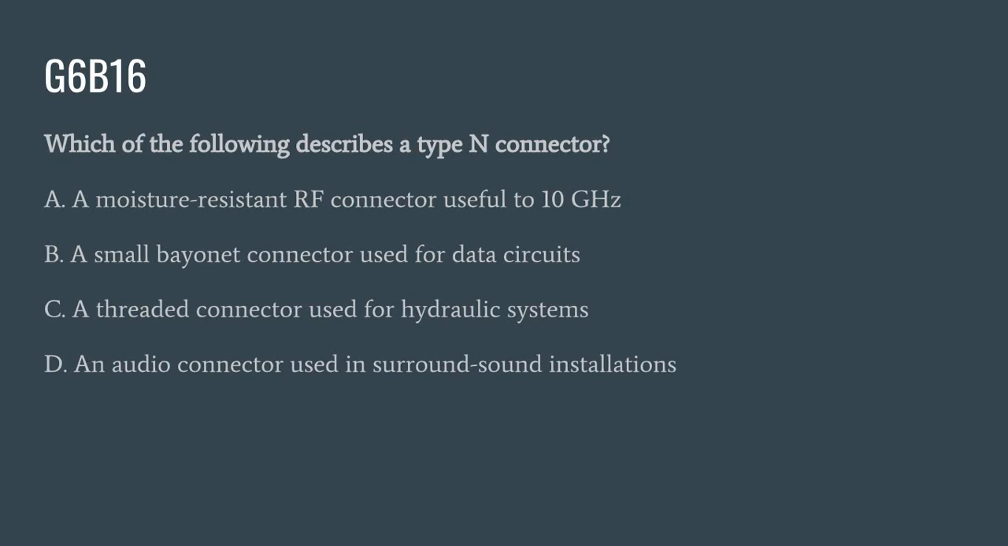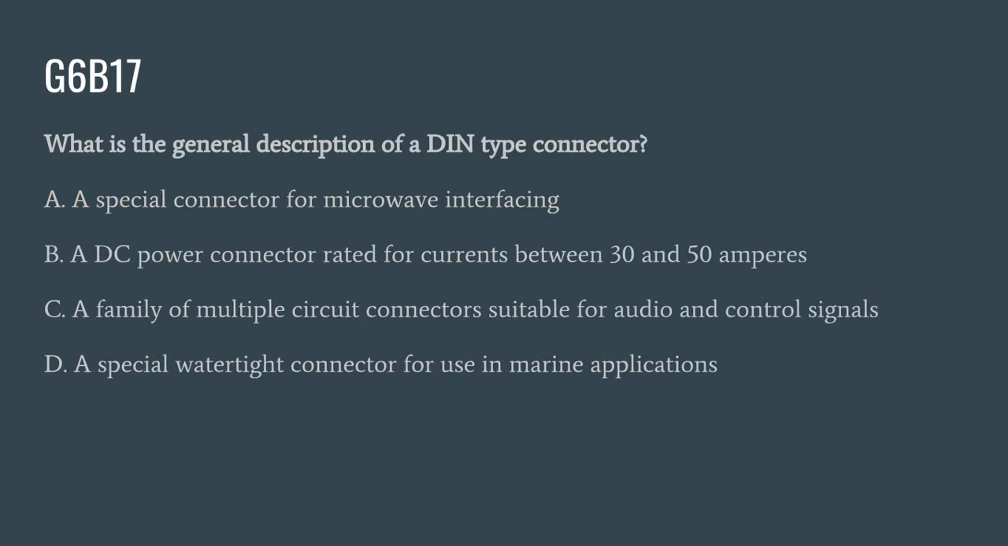G6B16, which of the following describes a type N connector? A, a moisture-resistant RF connector useful to 10 GHz. B, a small bayonet connector used for data circuits. C, a threaded connector used for hydraulic systems. Or D, an audio connector used in surround sound installations. Correct answer is A, a moisture-resistant RF connector useful to 10 GHz.